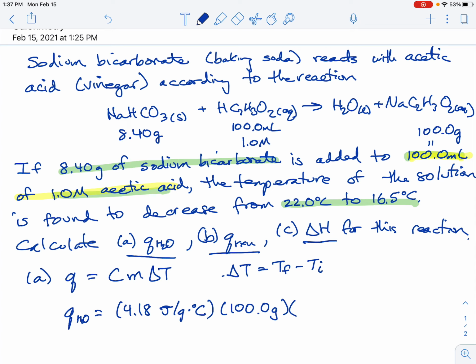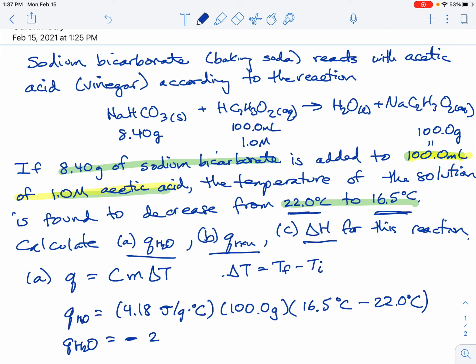And then our T final, the temperature, notice the temperature goes from 22 to 16.5. So delta T is 16.5 degrees Celsius minus 22.0 degrees Celsius. That was our initial temperature. And your Q for your water now, when we plug that through, 4.18 times 100 times 16.5 minus 22.0. That's going to come out to be negative, and that's not a mistake, negative.